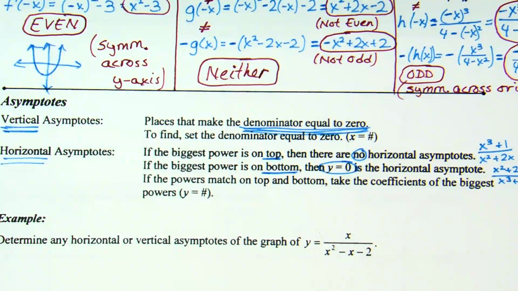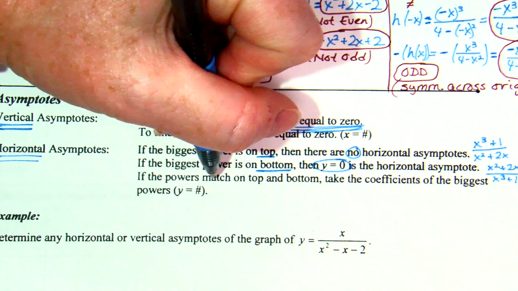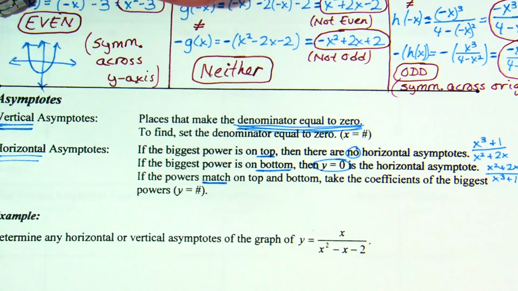X-axis, right? Y equals 0 is that x-axis. And so your horizontal asymptote when the bigger power is on bottom is always the x-axis. And then, the third option, if the powers match, top and bottom. So if the biggest powers match, then you use the coefficients of the biggest powers.